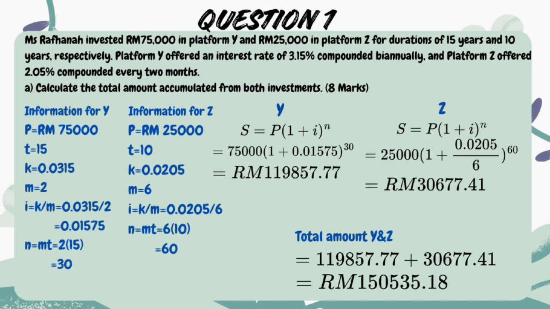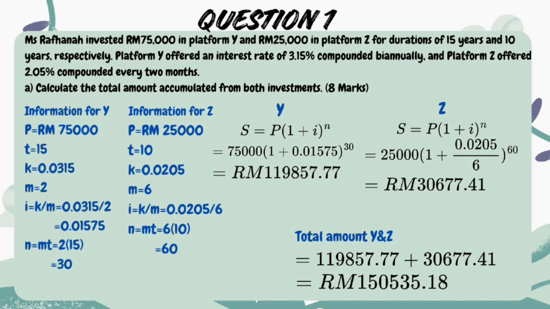Z, present value is 25,000 ringgit. T is 10 years. K is 0.0205. M is 6. I is equal to K divided by M, so 0.0205 divided by 6. N is equal to M times T, so 6 times 10. The answer is 60. First, we need to find the future value for Y.